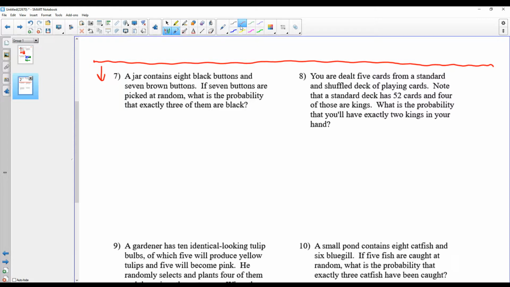So sometimes we'll have problems that'll say all of them are black. That's a different situation. When we want to know exactly 3 of them, or exactly just a few, these types are just slightly different. I want to make you aware to look out for those kinds.